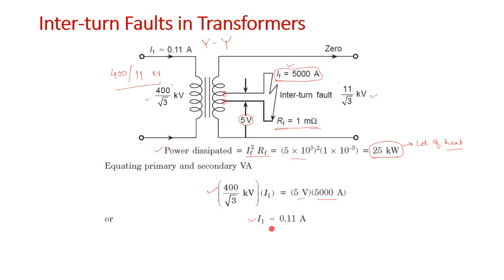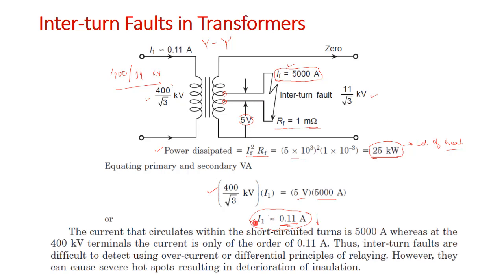So I will get a current I1, which is reflected in the primary side, that is around 0.11 ampere. The magnitude of this current is very less as compared to the magnitude of normal load condition or any external fault condition. So therefore it is difficult to detect this current with your differential relay or your overcurrent backup relay.